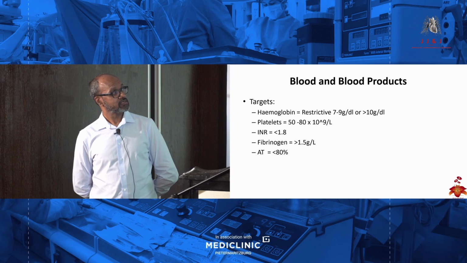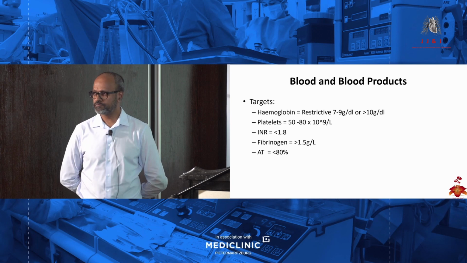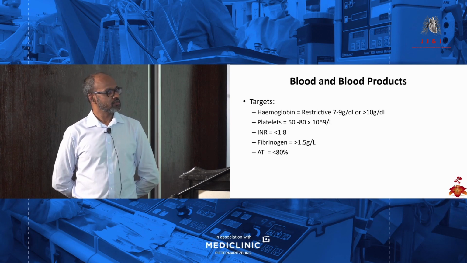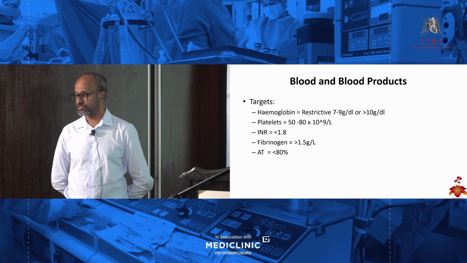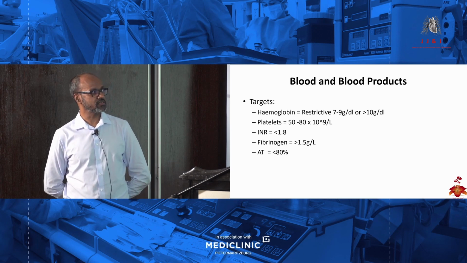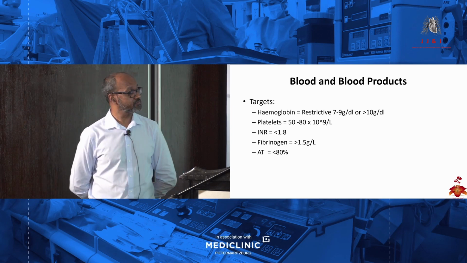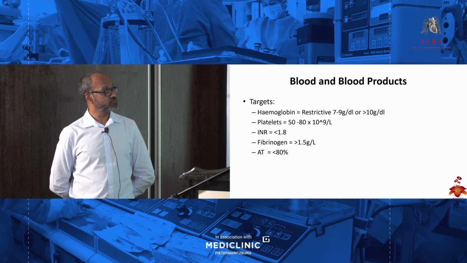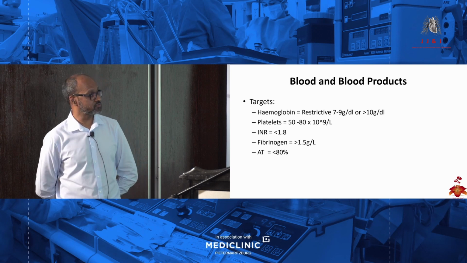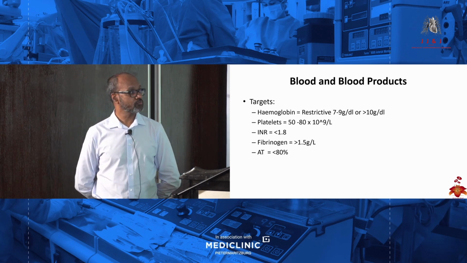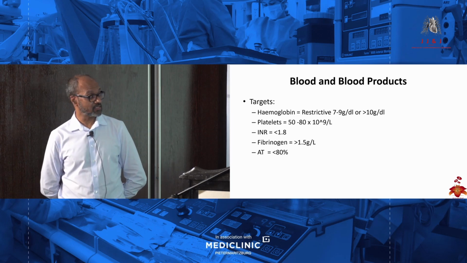So this is my last slide, blood and blood products. In my readings on blood and blood products in ECMO, there's been talk about using a restrictive hemoglobin transfusion threshold, whether you transfuse when it's less than 9, between 7 and 9, or greater than 10, etc. Platelet count 50 to 80. INR, keep it less than 1.8. If it's more than that, you need to correct. Fibrinogen greater than 1.5 grams per liter. Antithrombin, some say less than 70%, others say 80%.